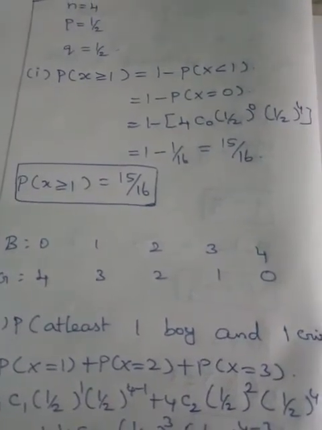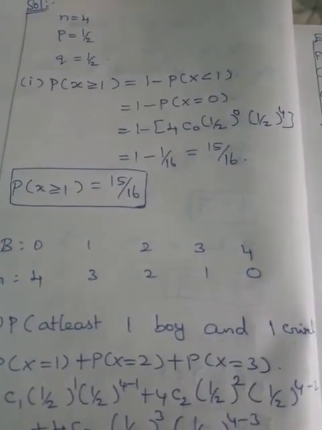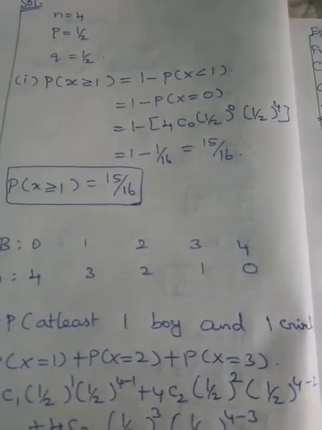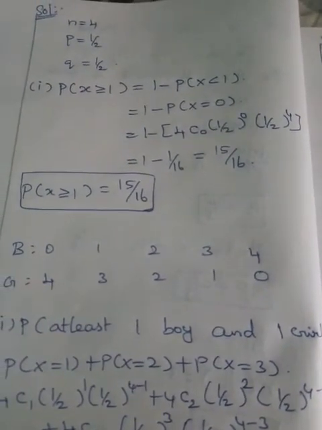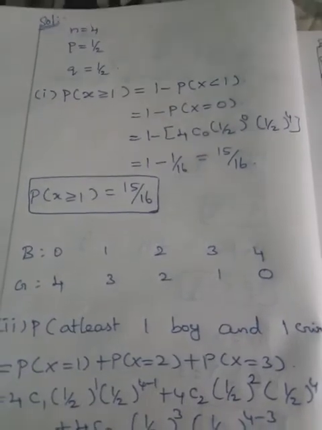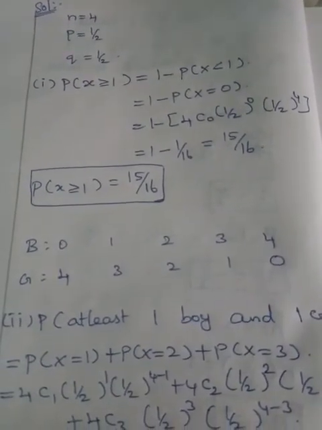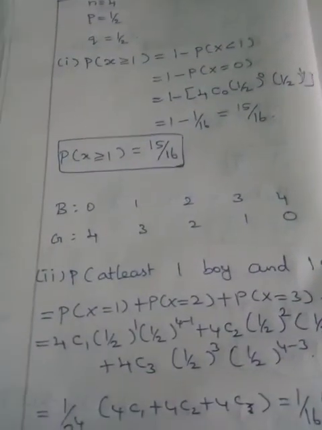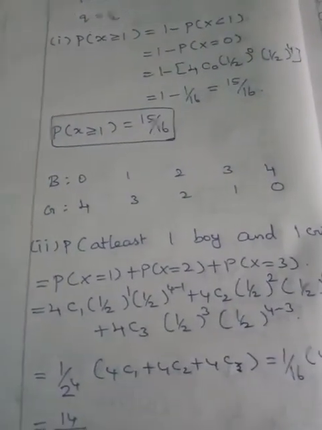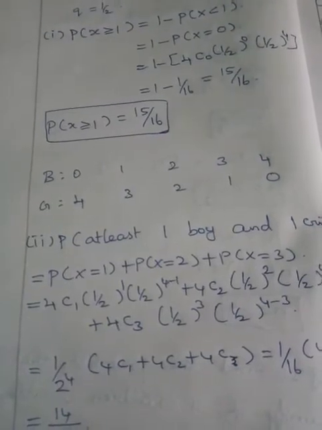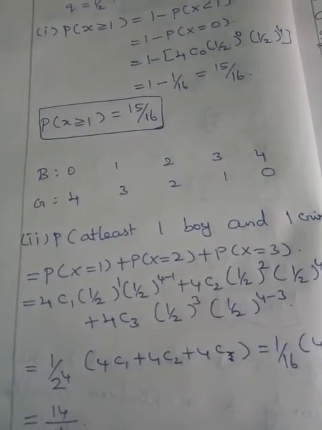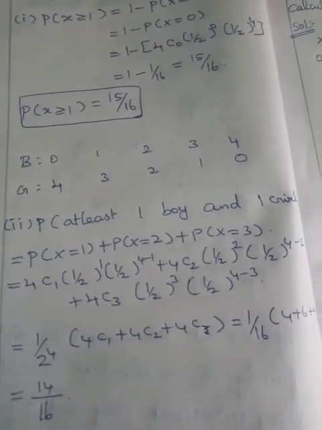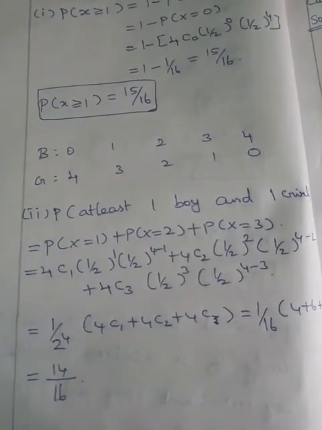So 1 minus 1 by 16 is equal to, cross multiplying, 16 minus 1, 15 by 16. Therefore, P of X greater than or equal to 1 equals 15 by 16. B means boys, G means girls. Boys value is 0, 1, 2, 3, 4. Girls value is 4, 3, 2, 1, 0. So, the second one, probability of at least 1 boy and 1 girl.